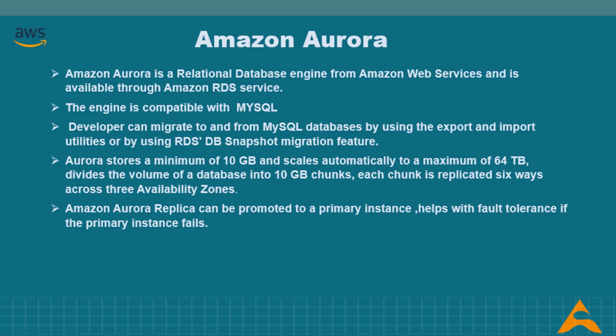A developer can scale up resources allocated to a database instance and improve availability through Amazon Aurora replicas, which share the same storage as the Elastic Compute Cloud instance. An Amazon Aurora replica can be promoted to a primary instance without any data loss, which helps with fault tolerance if the primary instance fails.